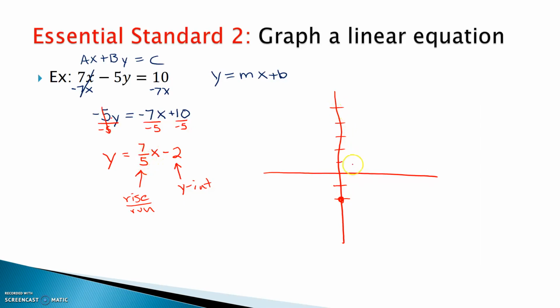And I'm going to go over 5. So let's go over 1, 2, 3, 4, 5. All right, so somewhere right there, draw as straight of a line. Ooh, that's terrible, but you guys get the idea. All right, so there we have it. I've graphed a linear equation. That is essential standard number 2. That is a need-to-know standard.